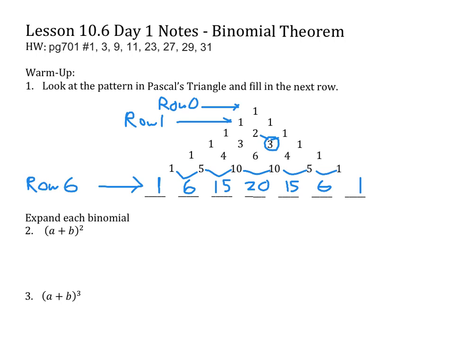Another thing you should notice is every row is symmetrical. So if you look at the last row we made, it started with 1, 6, 15, and it ended with 15, 6, 1.